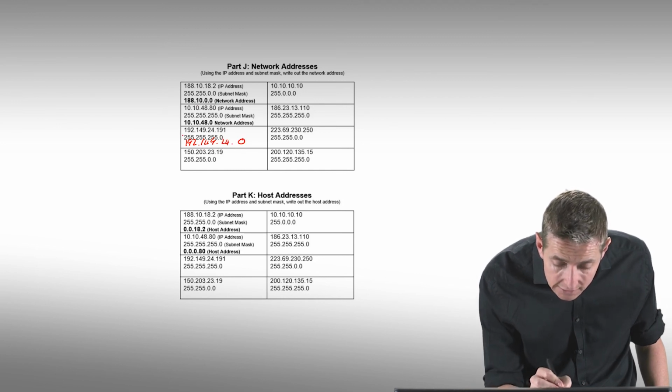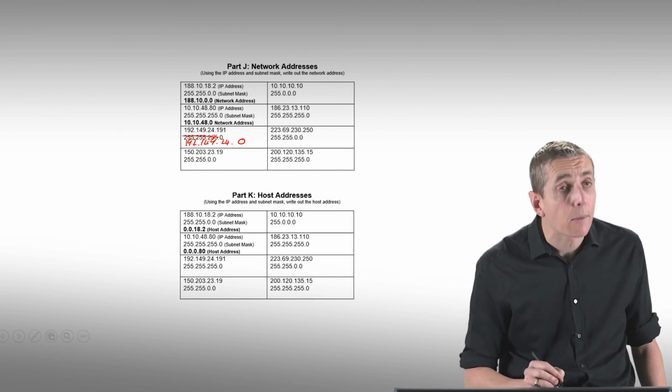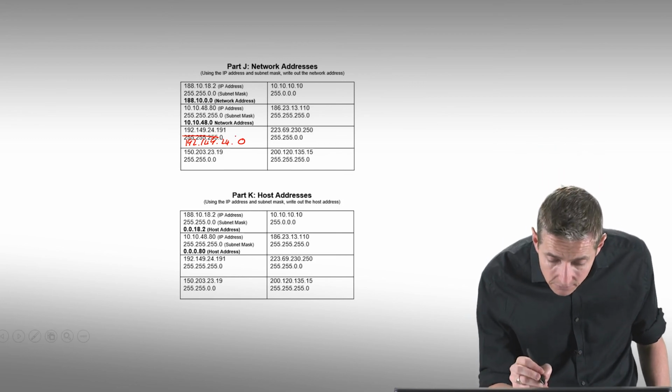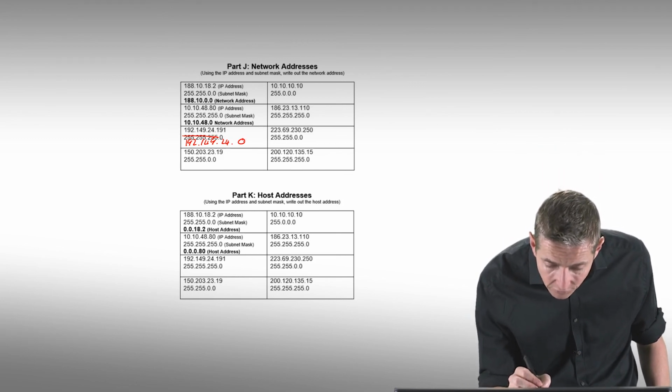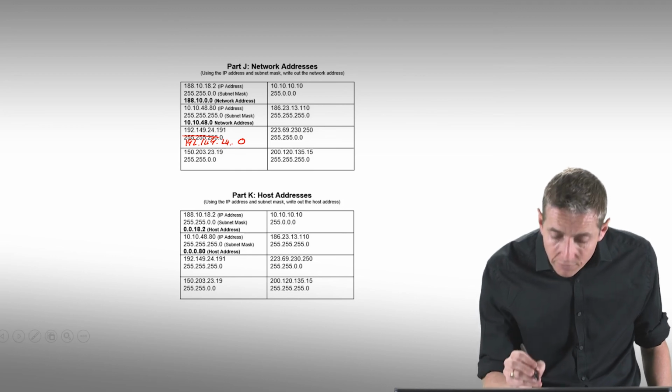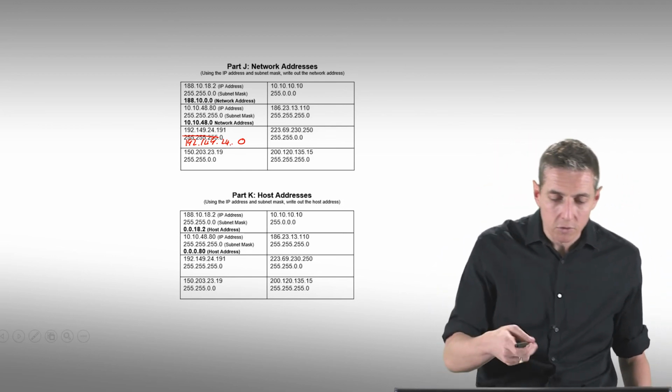192.149.24.0 because it's a class C, and they're all used for my network ID, and this will be the subnet. So that's right there. That's my first network address in there. That's correct. Perfect. That's my network address. All right, so you can just follow the rest of them.